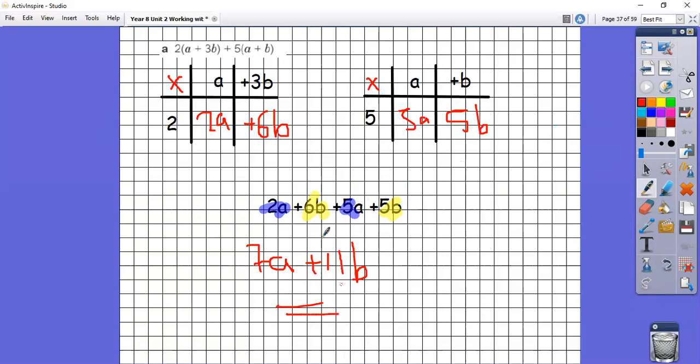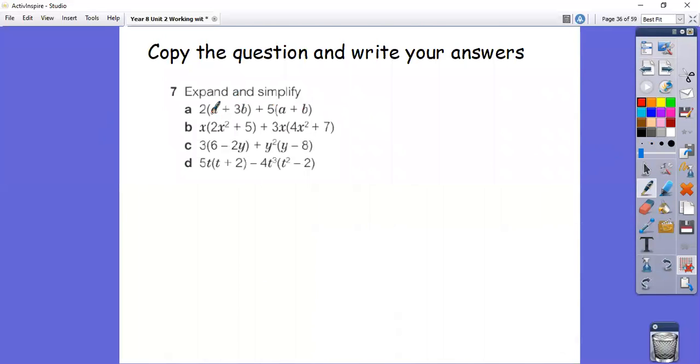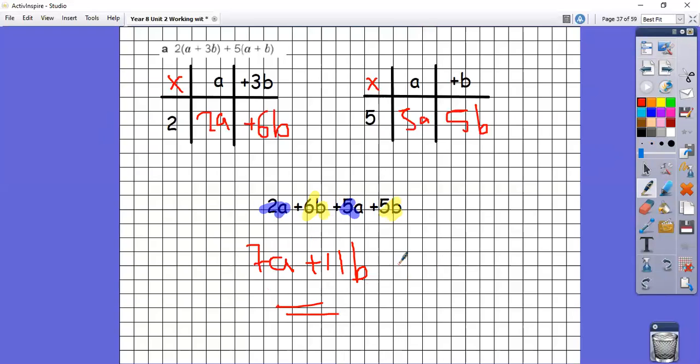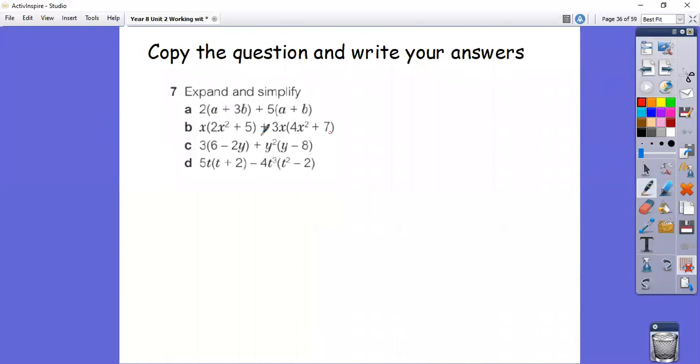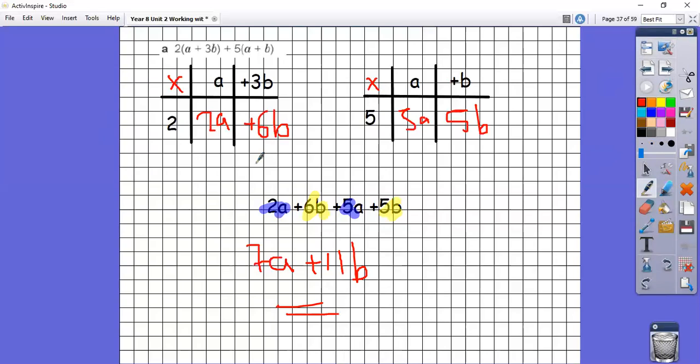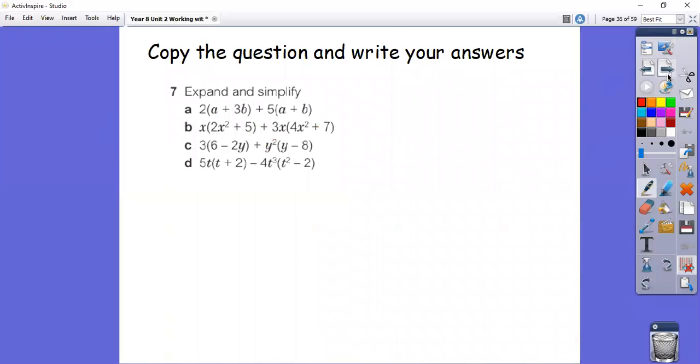So again, remember, show your workings, either do in this grid method, or if you prefer to, you can, under here, expand the left, then expand the right, then rewrite the whole expression now without the brackets, then collect the same creatures together, and then simplify. Okay, again, I'll let you do the rest of the questions, B, C, and D. You choose the method you prefer, and then write your answers. But remember to copy the question as well.